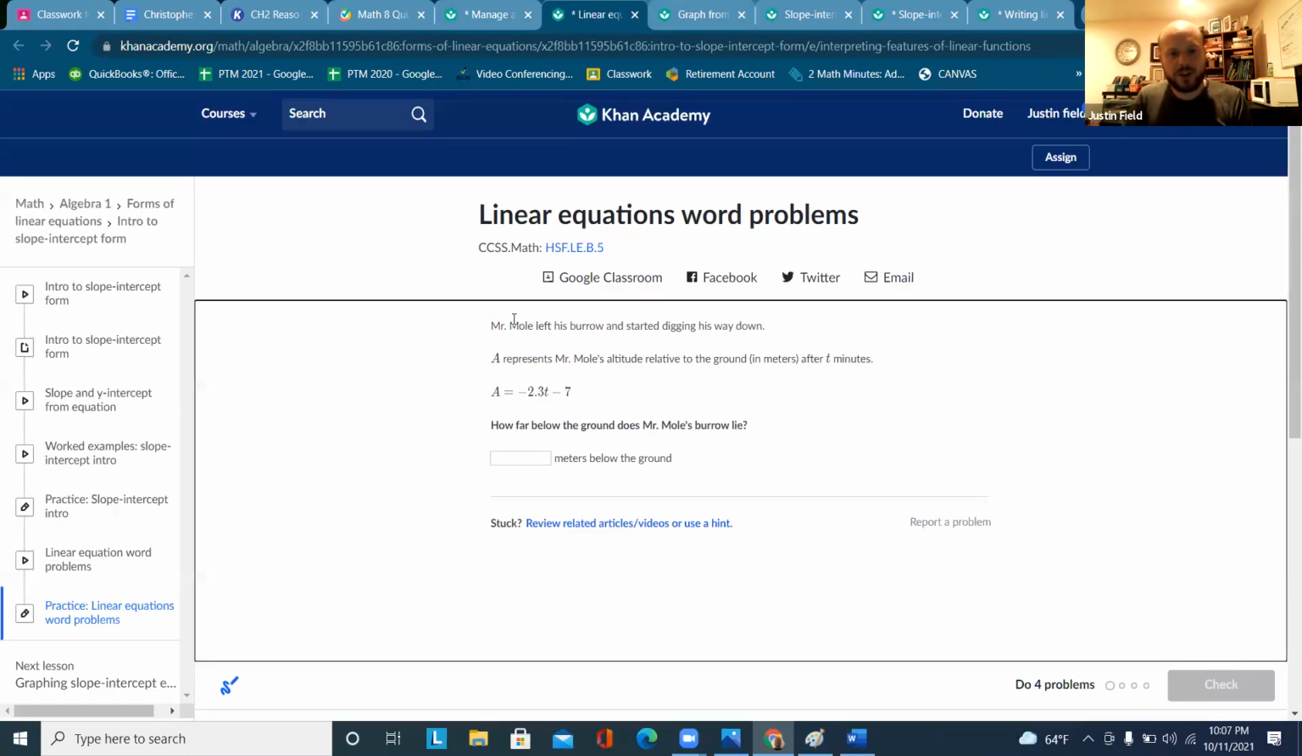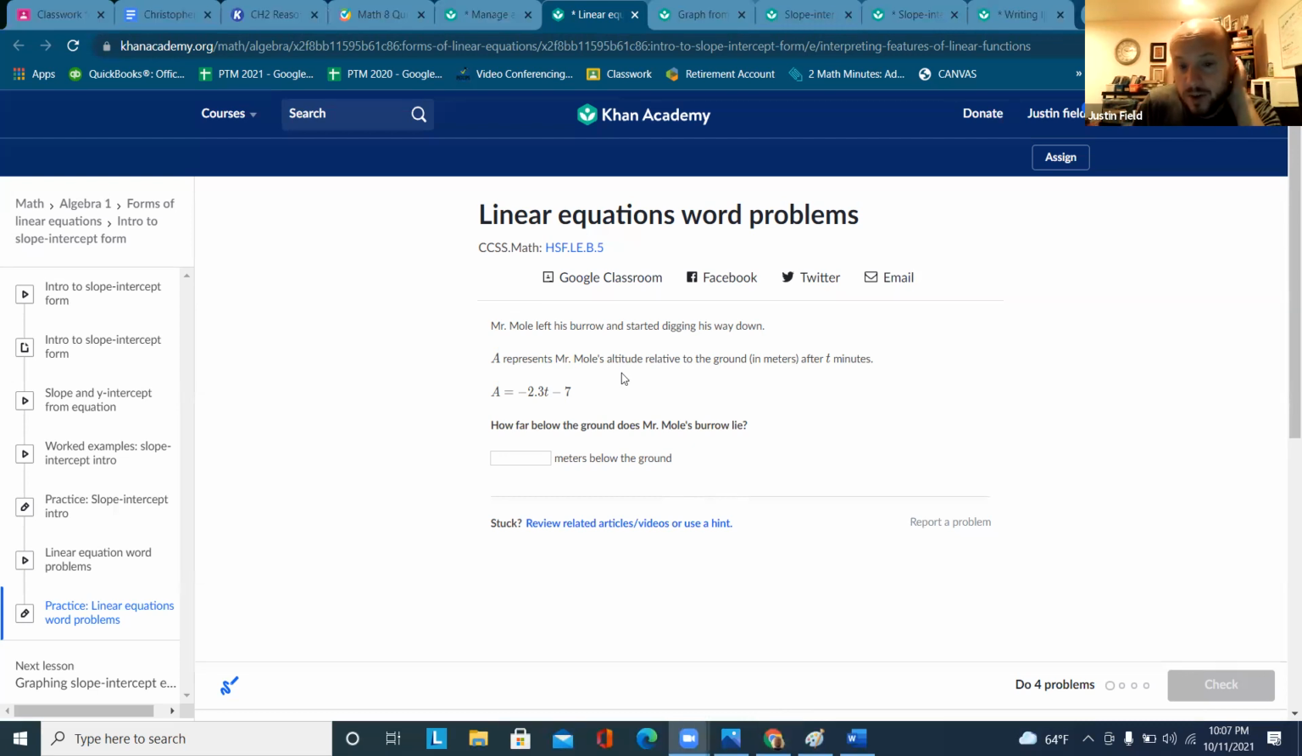So let's start out with Mr. Mole. Mr. Mole left his burrow and started digging his way down. A represents his altitude in meters after t minutes. So there's my units, right? And so this is an altitude. This is minutes. I'm multiplying the minutes by negative 2.3.